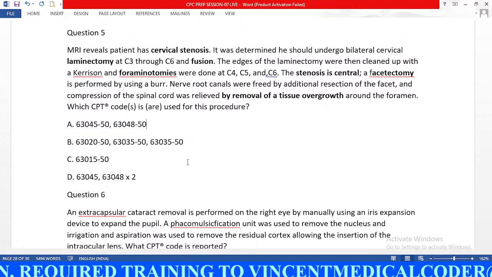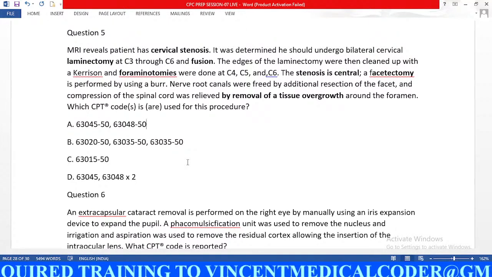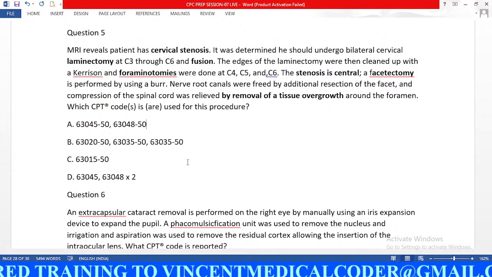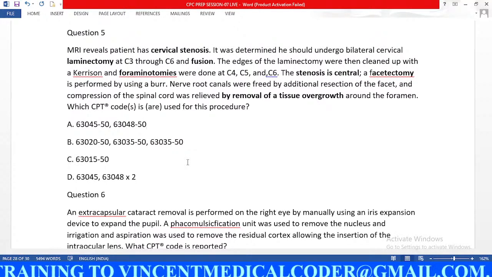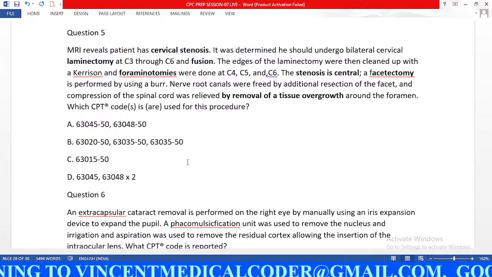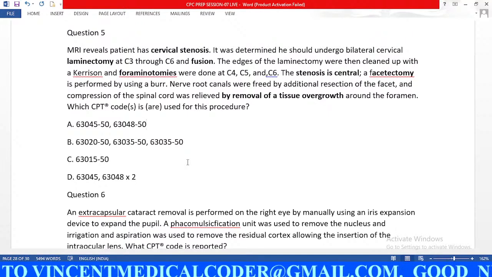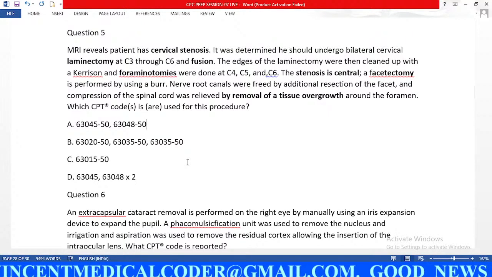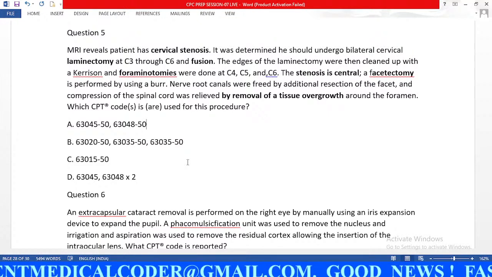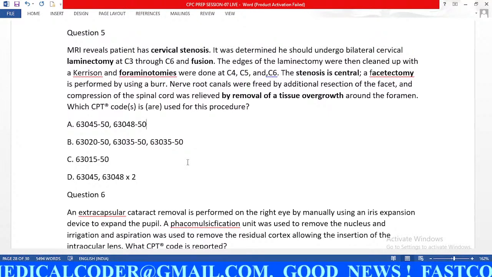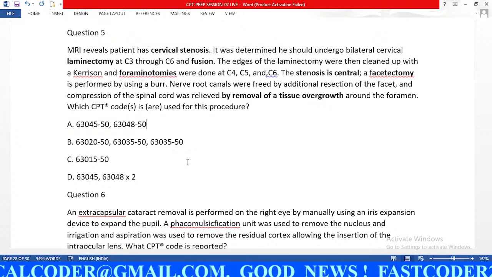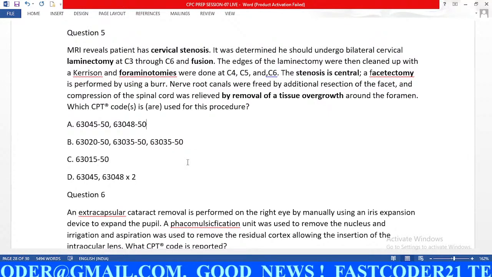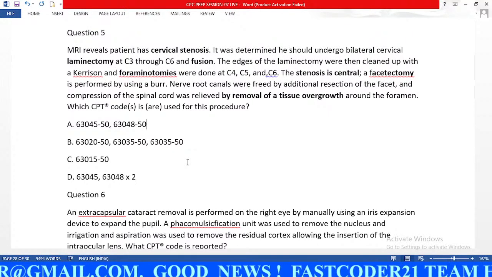So my question here is same procedure, question number 5. Yeah, good, I got correct answers. No, Pravalika, you need to check my answer first. C3 to C7, not C6. If it is C6, your answer is correct, Pravalika.